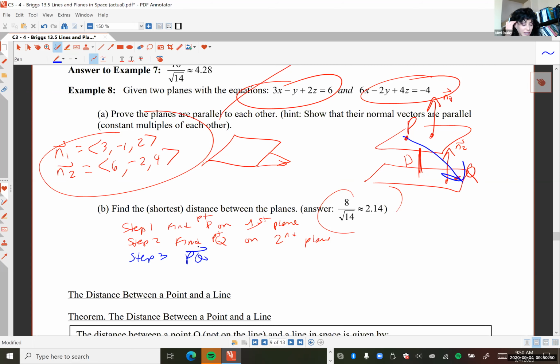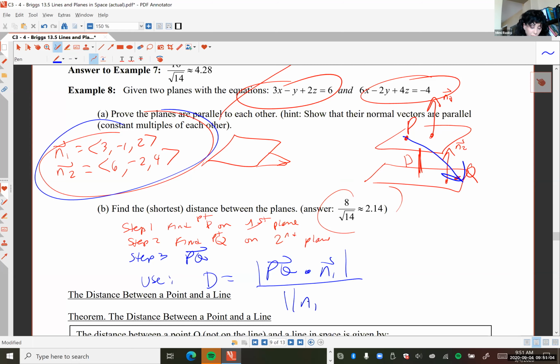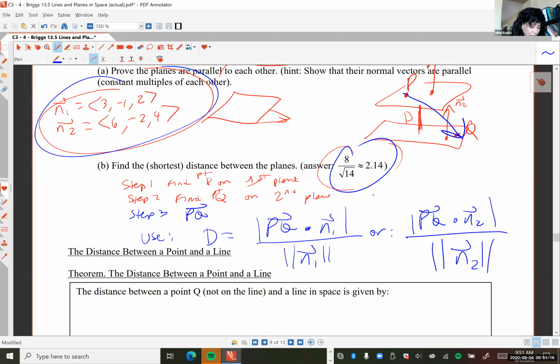You know how to find a vector given 2 points. And then you can use the distance formula where you take PQ dot product with either N1 or N2. It doesn't matter, but you got to pick one. And once you pick one, you have to stay in that lane. You'll still get the same answer if you use N2. I don't care. You'll still get the same answer. Okay, and I'm giving you the answer right there. Go do it.